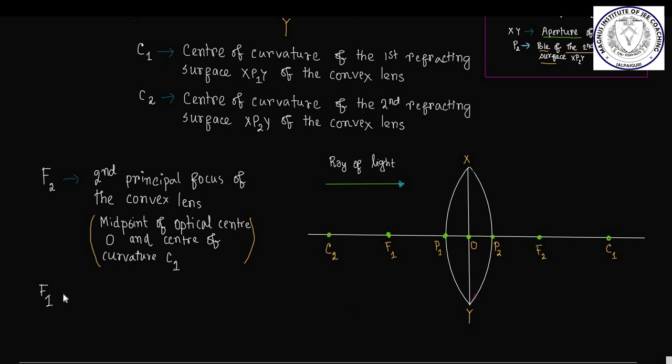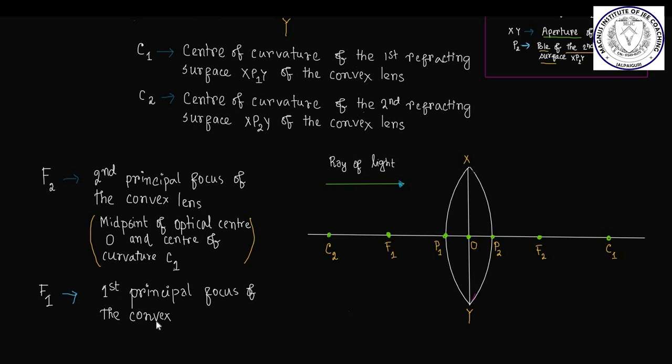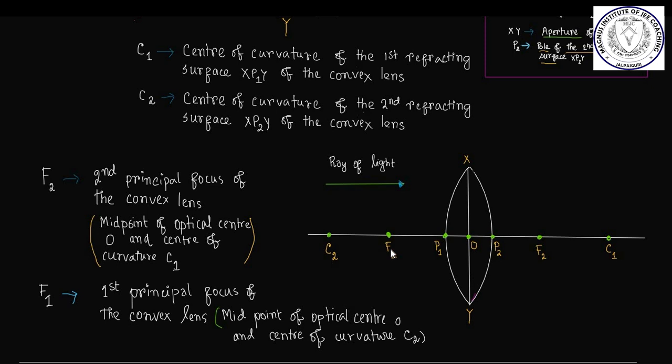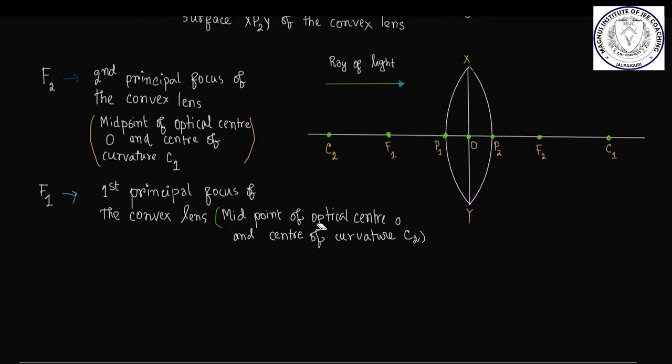Similarly, F1 is the first principal focus of the convex lens. This first principal focus F1 is the midpoint of the optical center O and the center of curvature C2 of the second refracting surface.